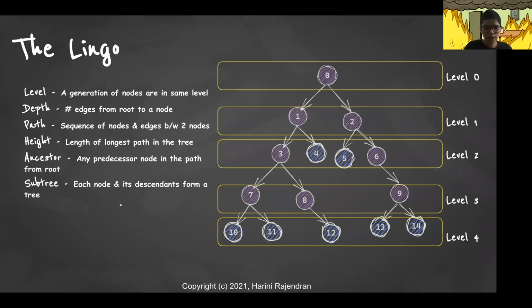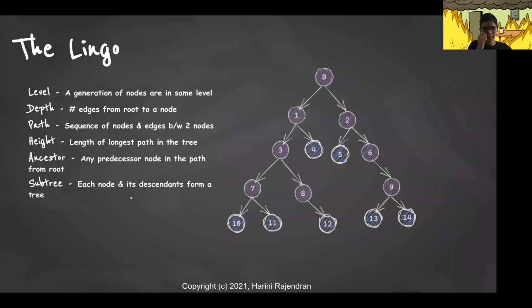And then another concept is called the depth of a node. The depth of a node is usually defined as the number of edges from the root to that particular node. For example, here, if we take the node 0, its depth is 0, because the number of edges between the root and that node itself is 0, because there are no edges between 0 and the root.